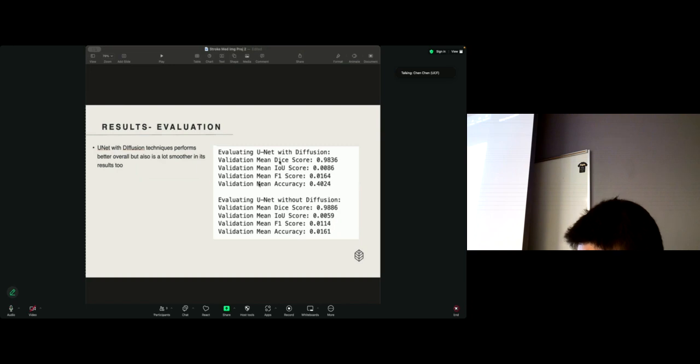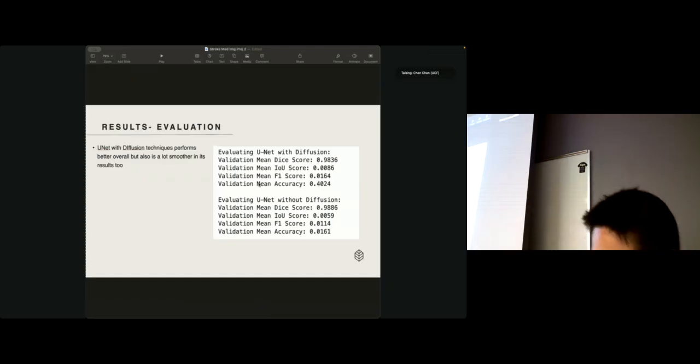Otherwise, basically, from my understanding, you are just adding the noise to the data, some sort of data augmentation, and the result doesn't support that. The mean accuracy and the dice score seem to conflict, right? Without diffusion, the dice score is higher, but the mean accuracy is significantly lower. So I don't think this is the accurate result. Yeah, I think you need to carefully check the result.